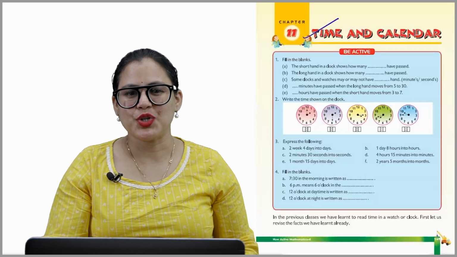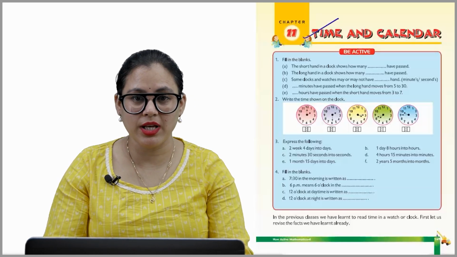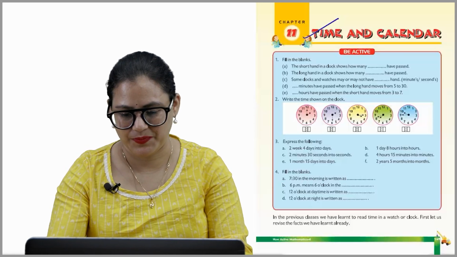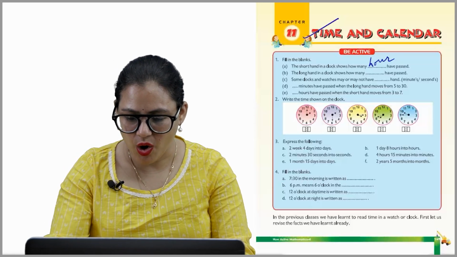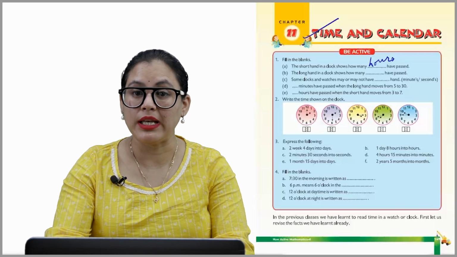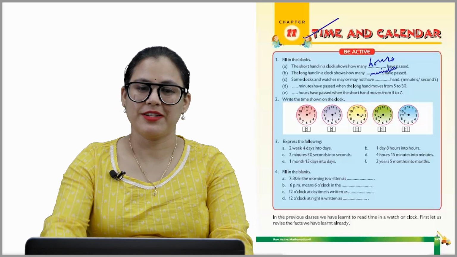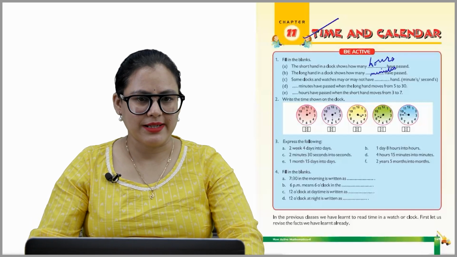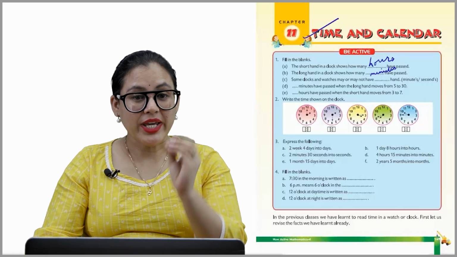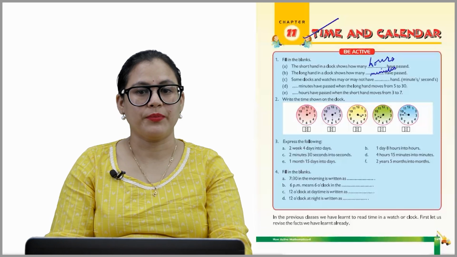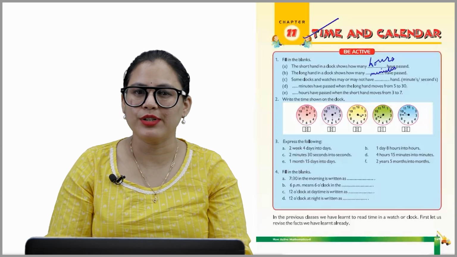Fill in the blanks. The short hand in a clock shows how many dash have passed. Short hand shows hours. And the long hand in a clock shows how many minutes have passed. In the previous class, we have learnt to read time in a watch or clock. First, let us revise the facts we have learnt already.